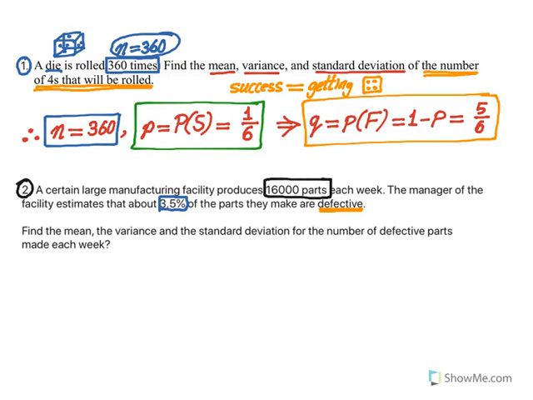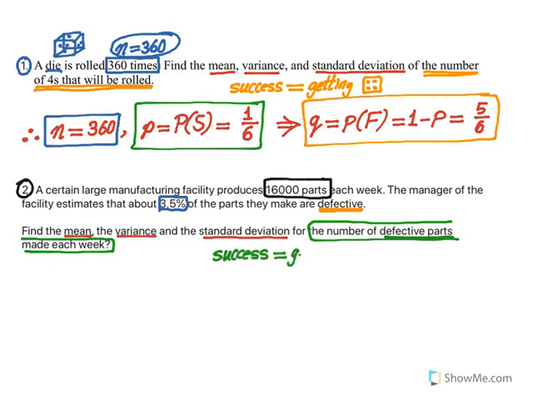Okay, so the important things that you need to know, I highlighted them. Now again, in this question, we need to find the mean, the variance, and the standard deviation, and let's read carefully now, for what? For the number of defective parts made each week. So this means for us in this experiment, it's of course a binomial experiment. A defective part is a success for our experiment, because we want to see the number of defective parts. So I would write here that success for this experiment is the same as getting defective parts.